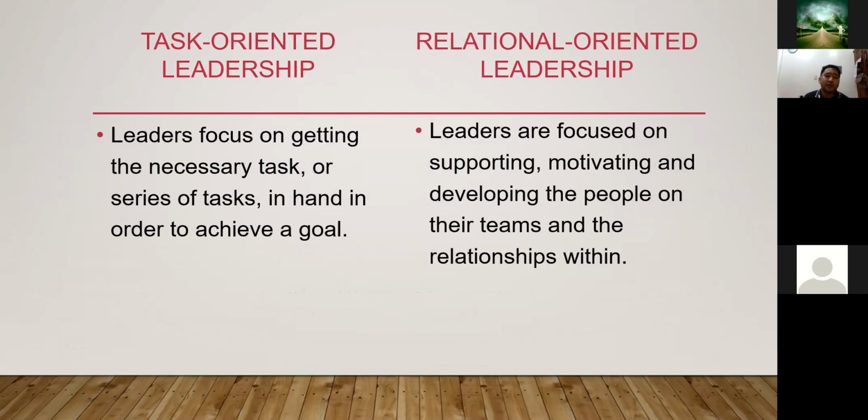Task-oriented leadership. These leaders focus on getting the necessary tasks or series of tasks in hand in order to achieve a goal. These are the leaders who, no matter what happens, need the goal, no? Their time and their vision are really based on the goal so that it can be achieved. And on the other hand, relational-oriented leadership is focused on supporting, motivating, and developing the people on their teams and the relationships within. Later we will discuss the advantages and disadvantages of each of those types. But for now, let's try to differentiate first.